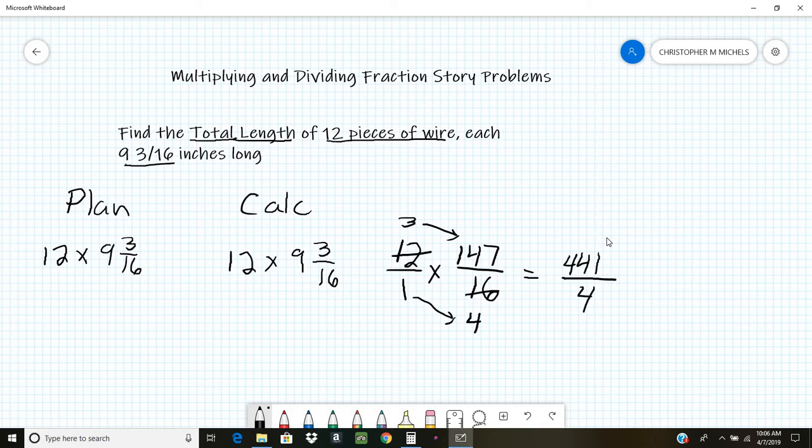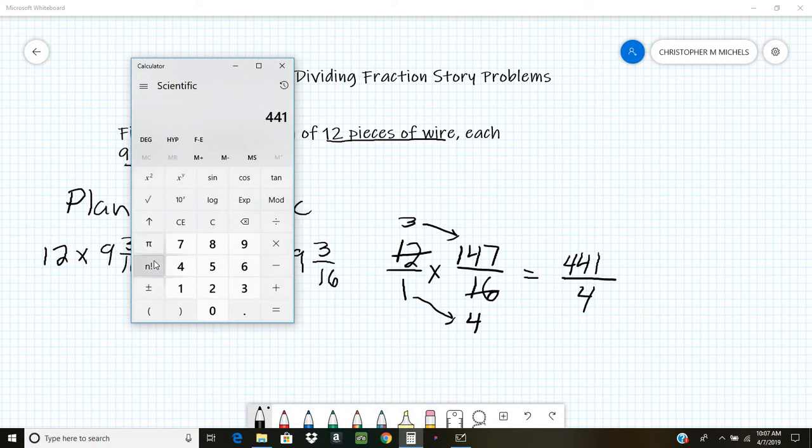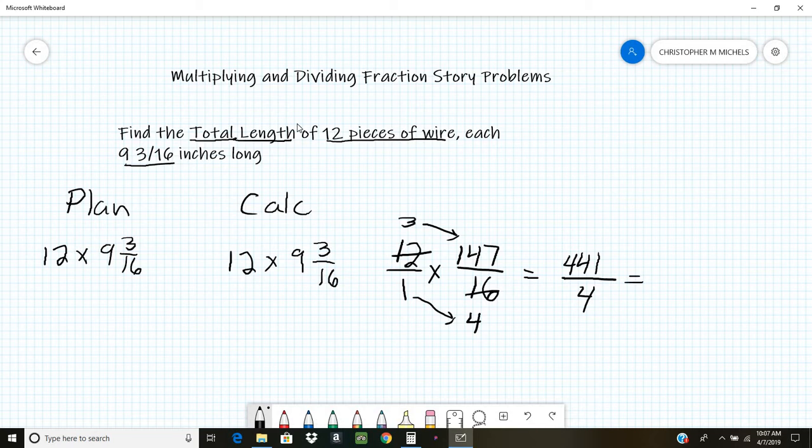Depending on what calculator you have, you might be able to just plug this fraction in and get your mixed number answer. But if you have a normal calculator like me on my computer here, I'll show you a way you can cheat a little bit. If I do 441 and divide that by 4, because remember the fraction bar really just means division, I get 110.25. That's pretty easy to change to a fraction, because 25 cents is a quarter, or 1/4.